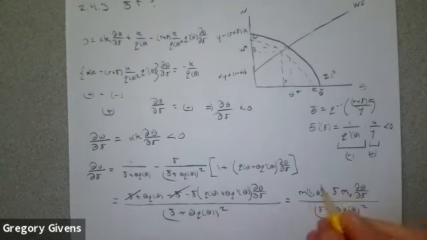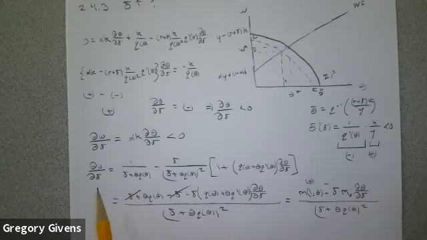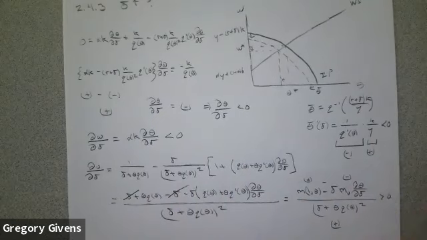Now, can we sign this? M is, of course, positive. There are a positive number of matches every period, minus delta, that's positive, M sub V, that's positive, d theta d delta is negative. So it's a minus a negative. So it's a positive minus a negative, which is a positive, divided by a squared term that is a positive, which makes the whole thing greater than zero. So the unemployment rate, of course, increases if there is a higher separation rate.